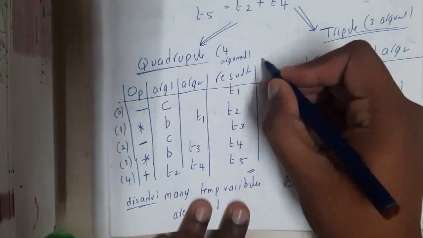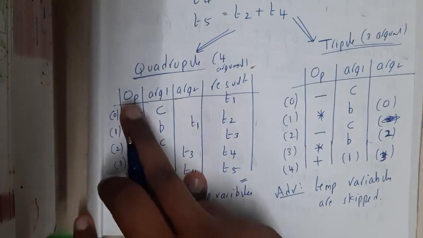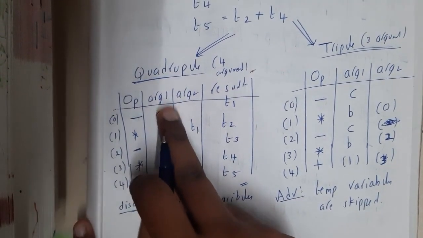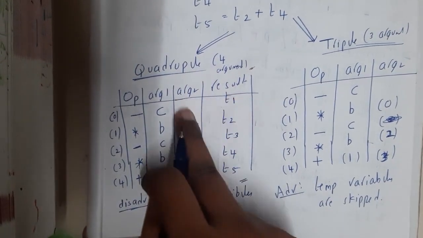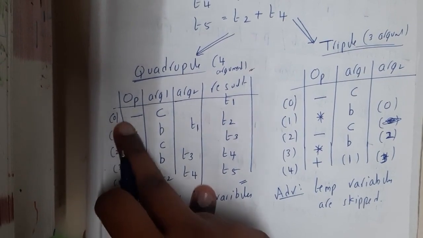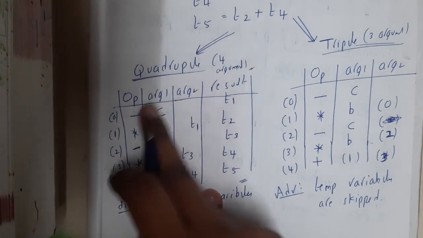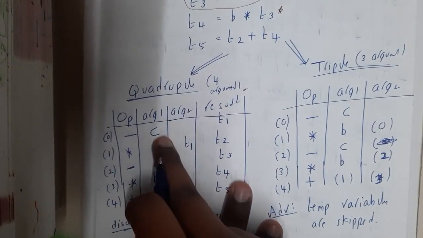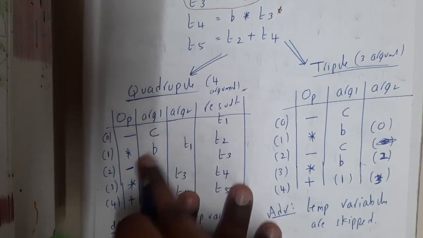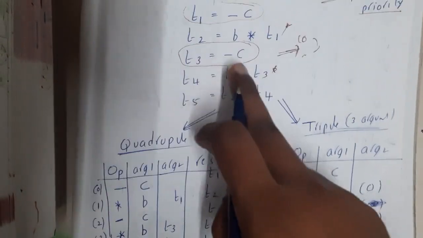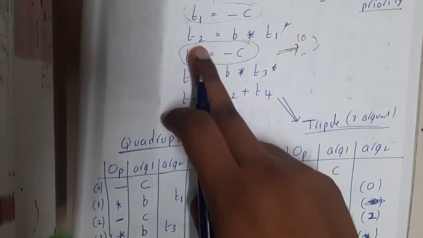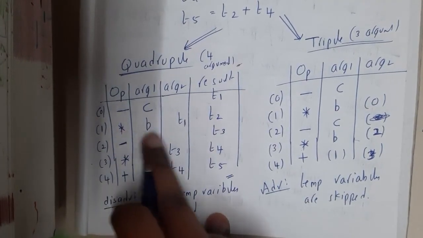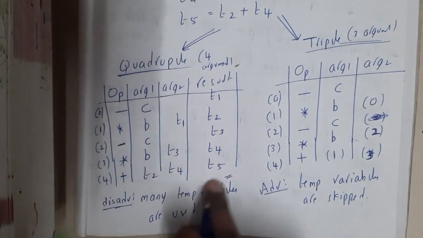Quadruple, I told you, has 4 arguments: the op code, argument 1, argument 2, and a result. So these are the 4, guys, which are address locations 1, 2, 3, and 4. The first is minus c, right? So the operator is minus, argument 1 is c, and the result is in t1. Similarly, t2 is equal to b into t1. In that way, you'll be filling the whole table, guys.